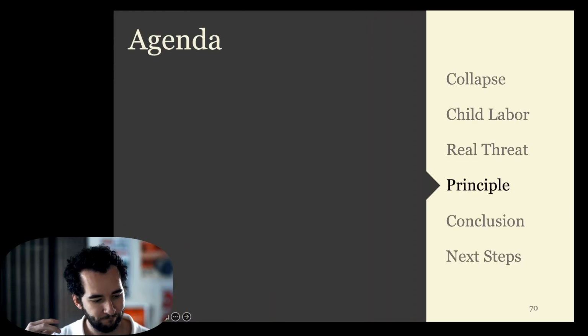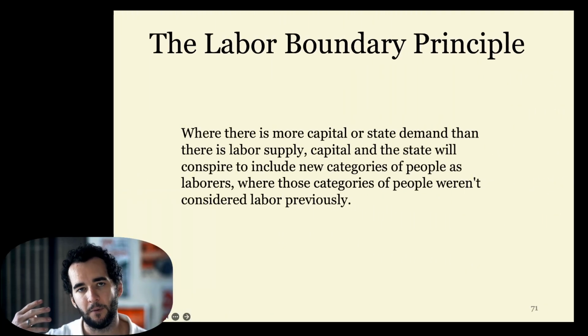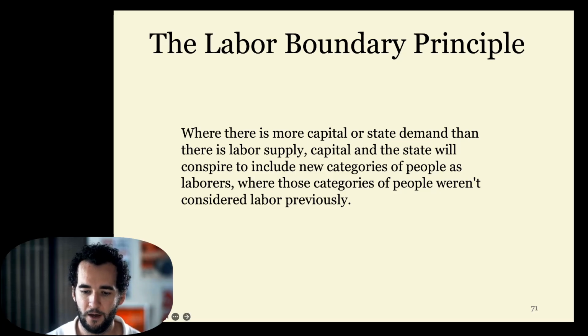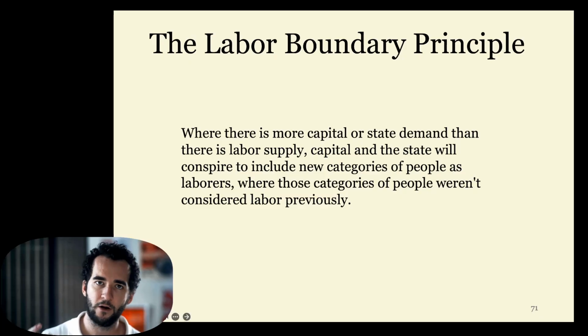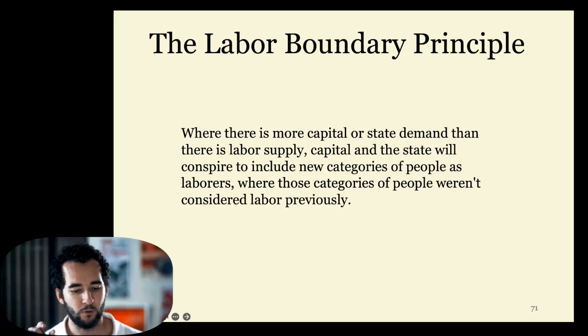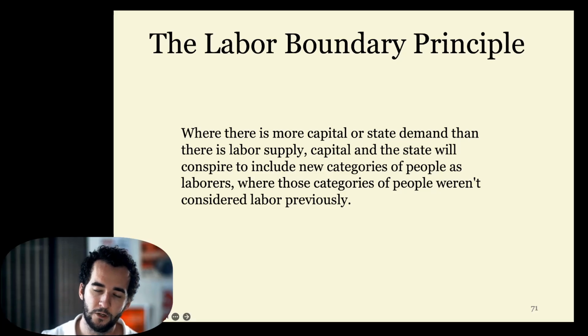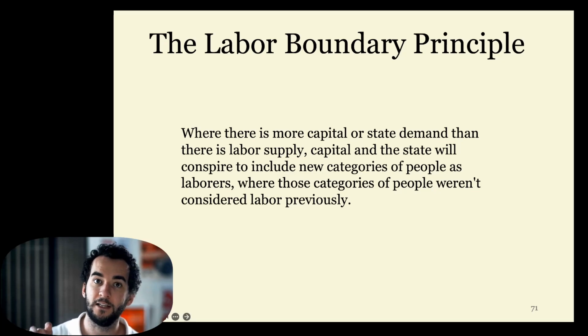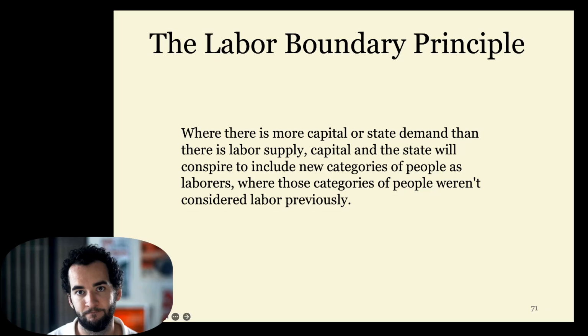So from this idea, I came up with a principle. I'm calling it the labor boundary principle, an abstraction from what I'm observing regarding child labor. And what that principle states is where there is more capital or state demand than there is labor supply, capital and the state will conspire to include new categories of people as laborers where those categories of people weren't considered labor previously, right?